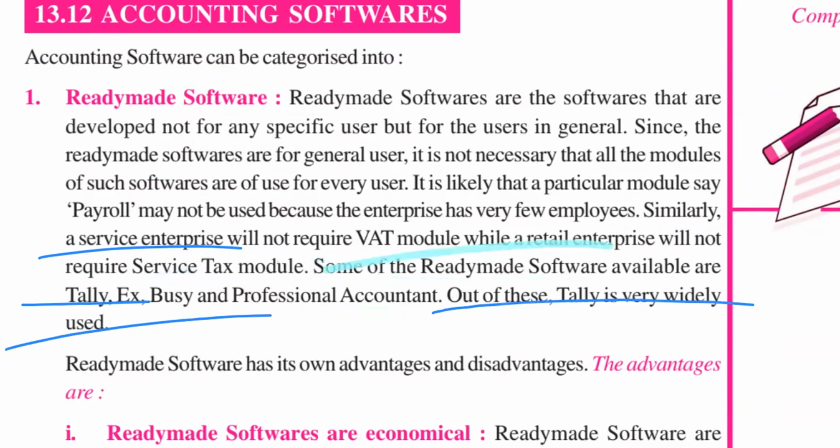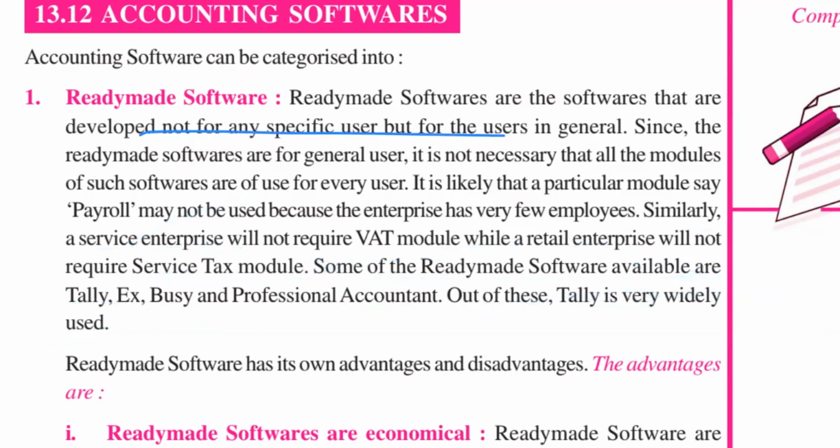see, so ready-made software means what? That are not for any specific user. Suppose various industries are there, like the manufacturing industry, the service sector. See, previously service tax and value added tax were there. Now this service tax has been replaced with GST. Now this service tax has been merged with GST. Okay, so this ready-made software is not for specific users.